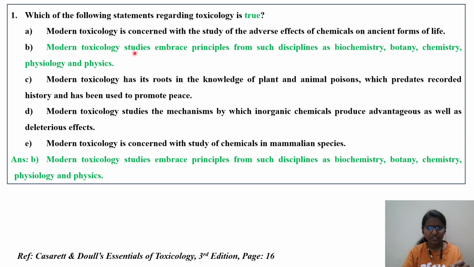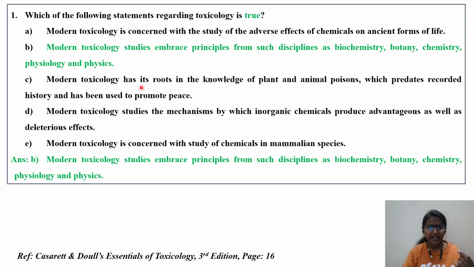Modern toxicology studies embrace principles from such disciplines as biochemistry, botany, chemistry, physiology, and physics. This is absolutely true. Why? Because you have to understand that toxicology as such is not a pure science. It's an amalgamation of various other branches of science, which we'll see more explanation of in another slide.